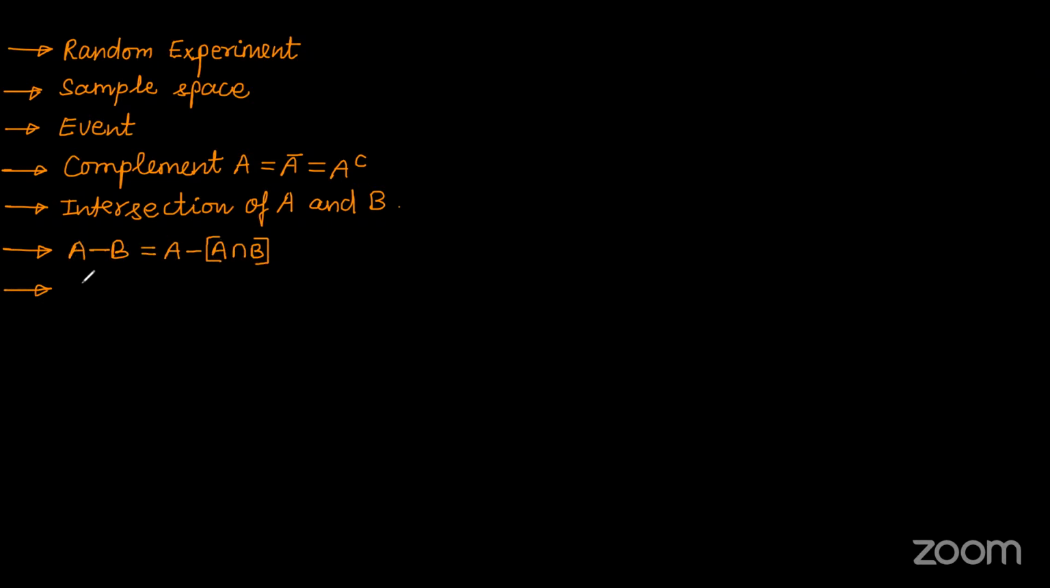Okay. And then we also learned about union. What is union of A and B? Elements belonging to A or B or both. Wow, lovely. So elements belonging to A or belonging to B or belonging to both.